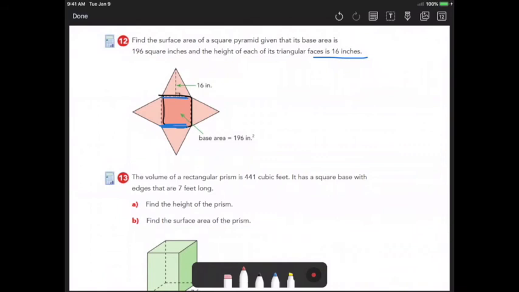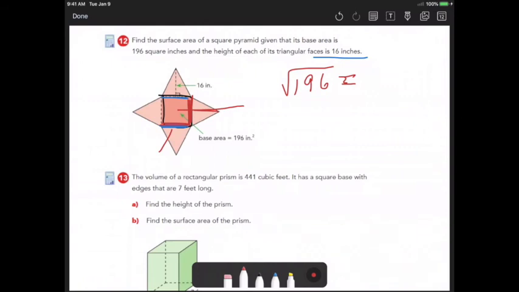Okay, so the base here is 196. We need the square root, and that will give us what the base is. So the area is 196. We want to figure out just one of the sides because it's this side versus this side times that side. So it's side times side. So to do square root, if you don't have a calculator, what you could do is start with the number that you know. So it has to be the same number.